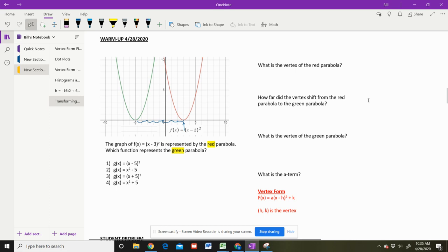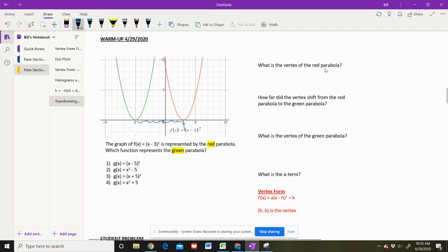All right, so here's our warm-up problem for today. It's actually for tomorrow, which will be the 29th. What we're going to do is look at these two graphs, and we want to see the graph of f of x equal to x minus 3 squared. So this red parabola, we want to see what is the equation for the green graph of the parabola, okay? So we're going to answer these questions over here.